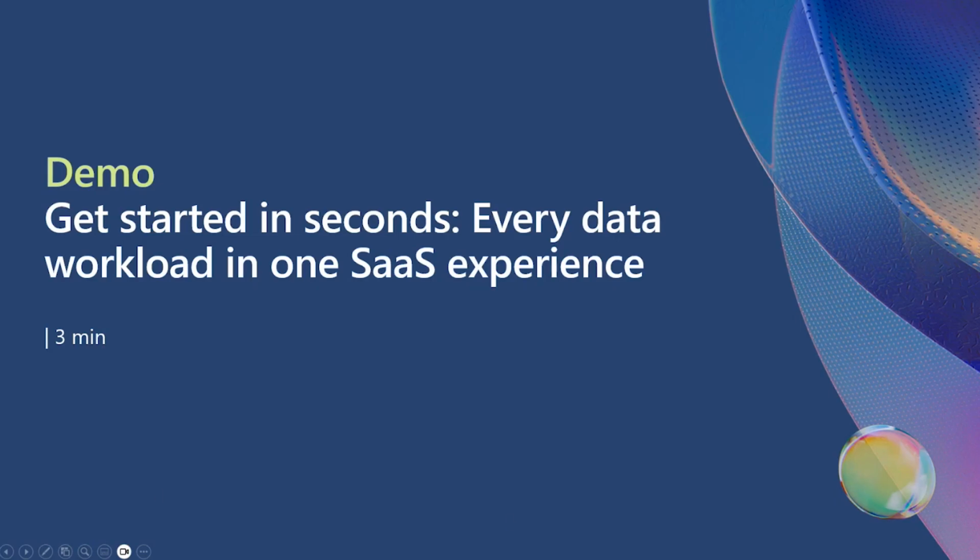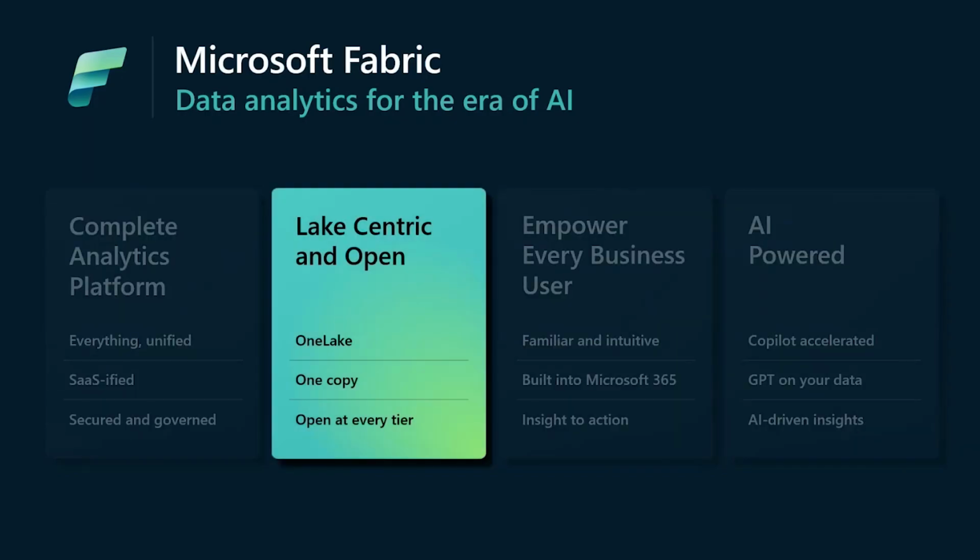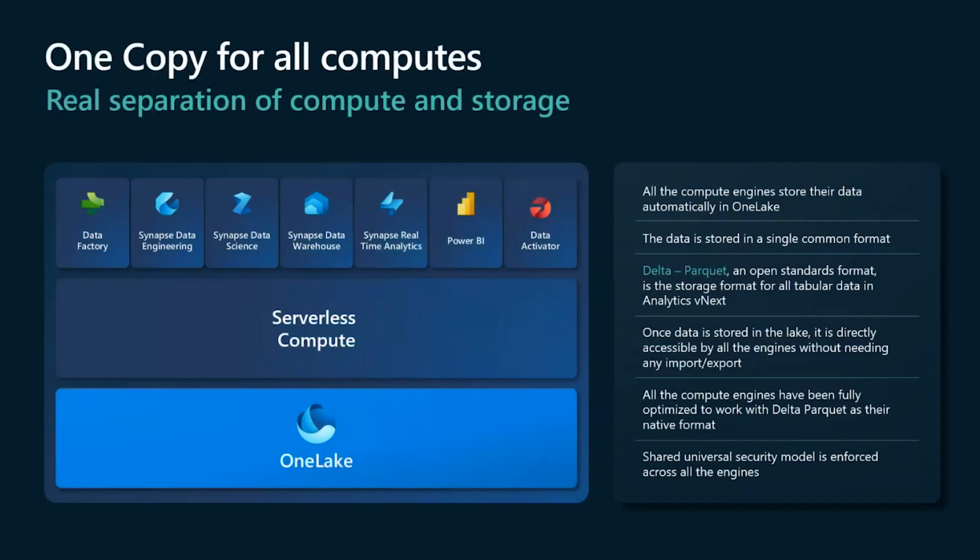And with that, I will quickly move over to the second pillar. The second pillar of Fabric is its unique data lake capability. Now, there are three key concepts that I would like to introduce you to here. The first one is OneLake, the second one is One Copy, and the third one is that it's open at every tier. Let's look at OneLake in action.